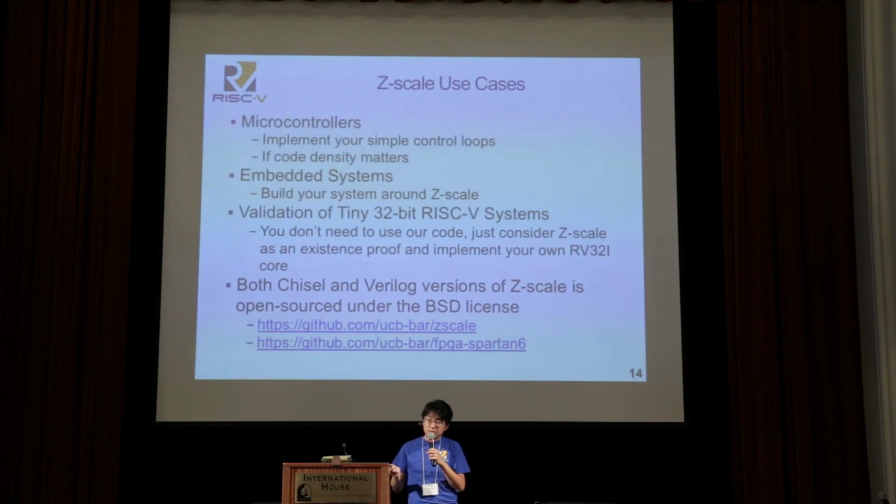And for those observers who just don't want to use our code, well, you can treat it as a validation of tiny 32-bit RISC-V systems. You don't need to use our code, but I think it's a good existence proof that the RV32I can be built with a very small system. Both the Chisel and the Verilog versions of the Zscale are open sourced over here, and the FPGA shim that we built around it is also open source over there.